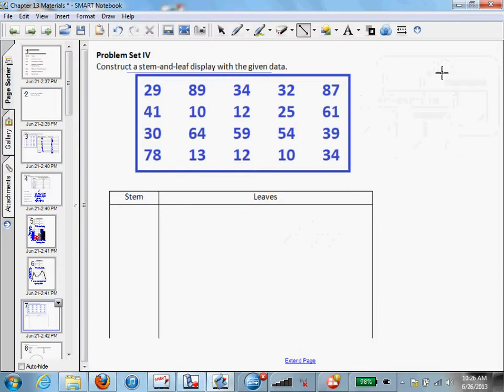For problem set 4, we're going to be asked to build a stem and leaf display with the given data. Okay, so the procedure for this is pretty easy. What you want to do is go through and look at the first number that appears in each piece of data.